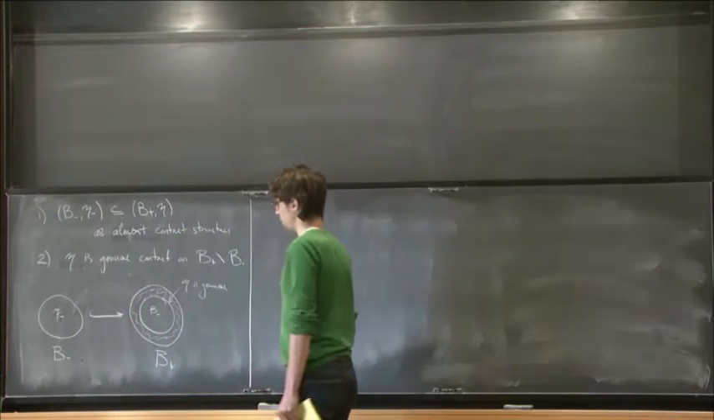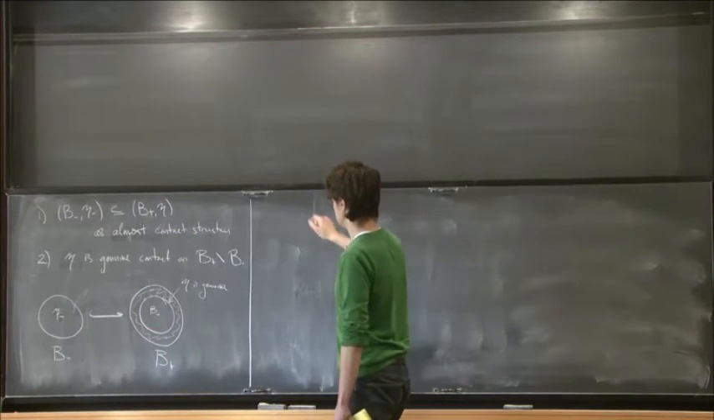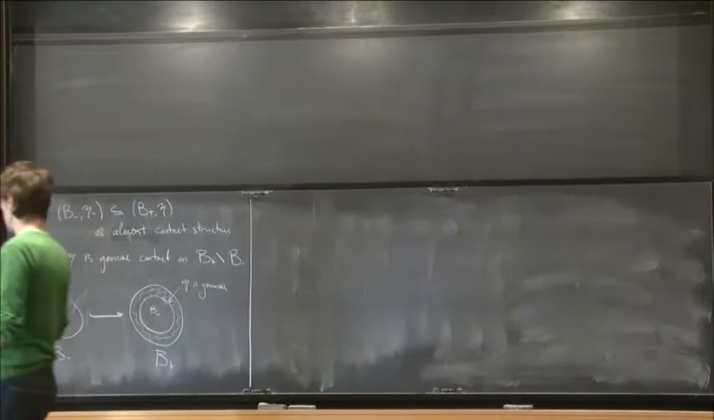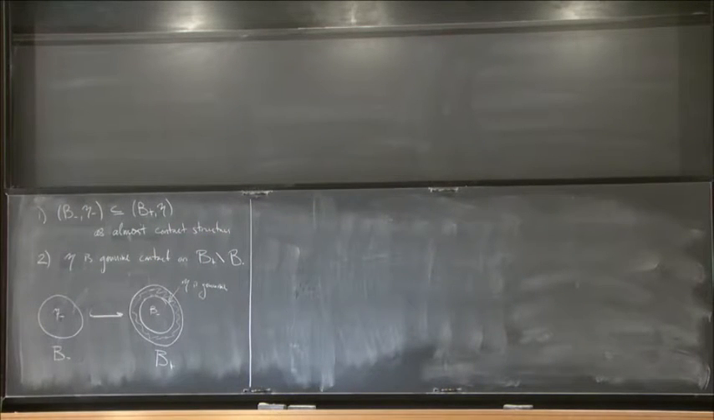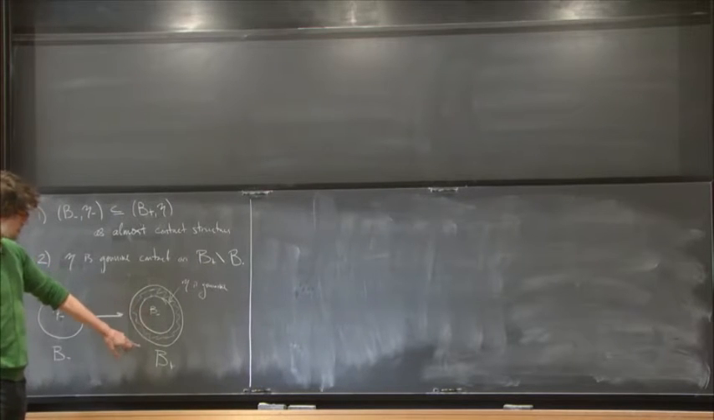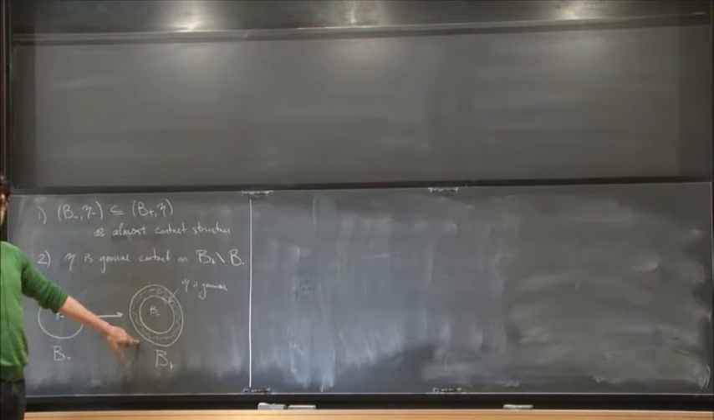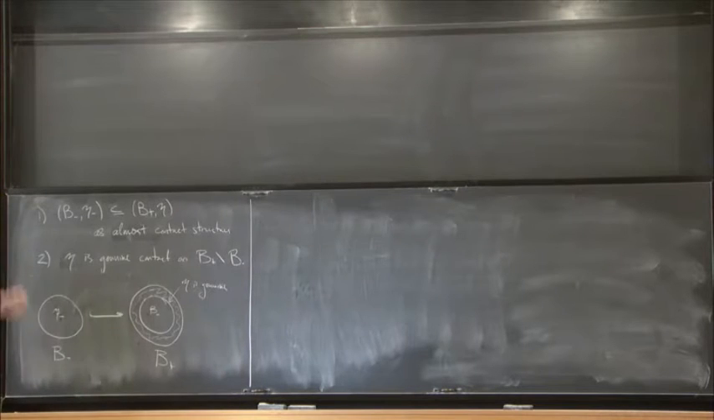So the way you should think of this is, if one shell is dominated by another shell, basically there's a contact cobordism between the boundary of B minus and the boundary of B plus, but with a contact structure.